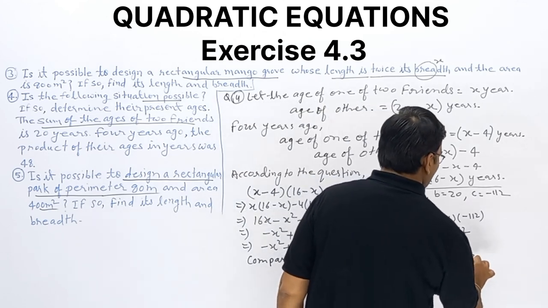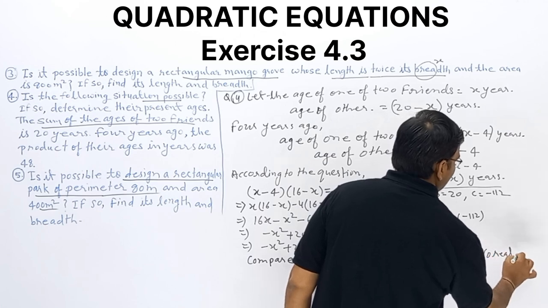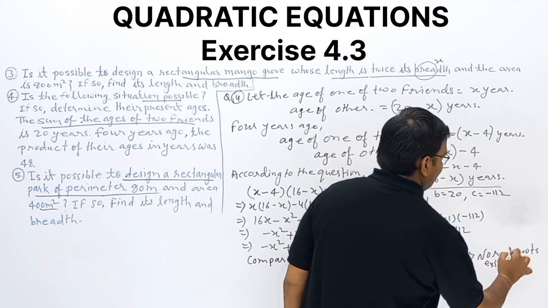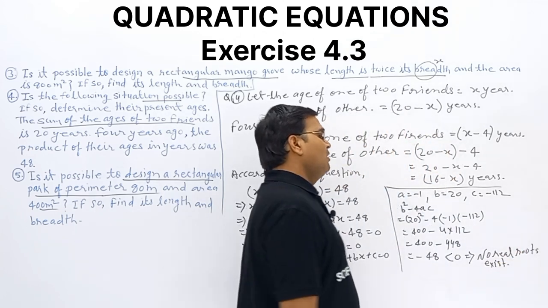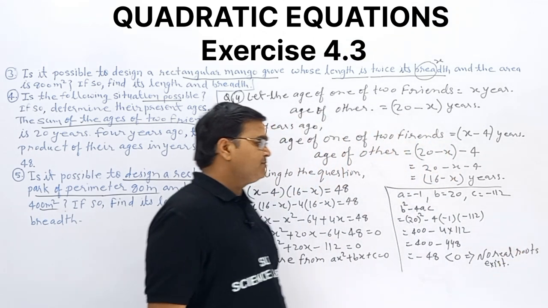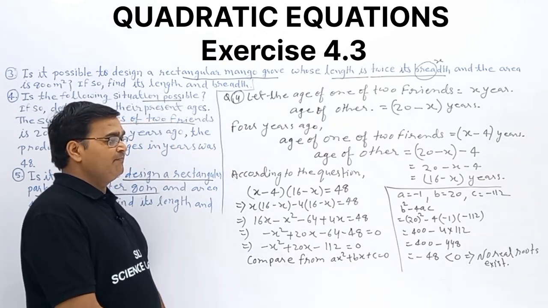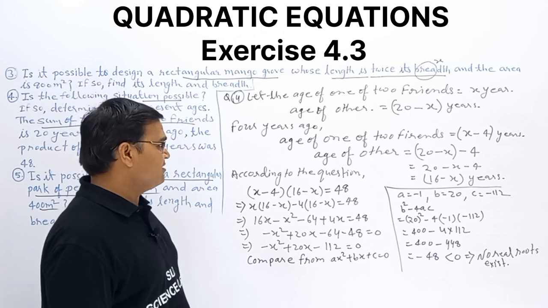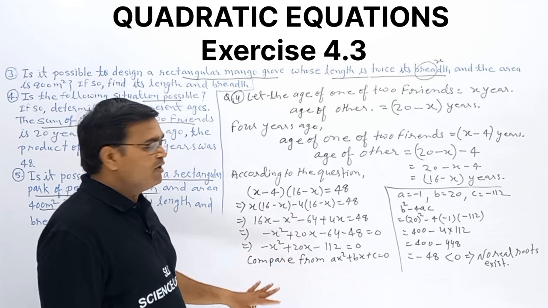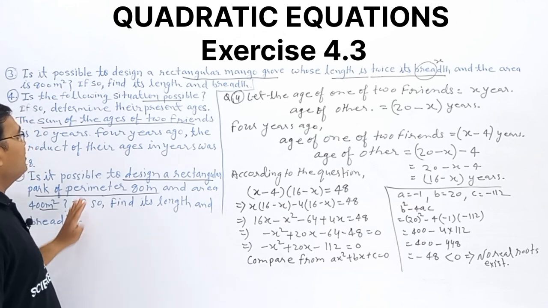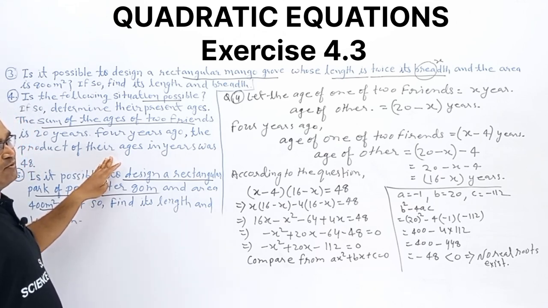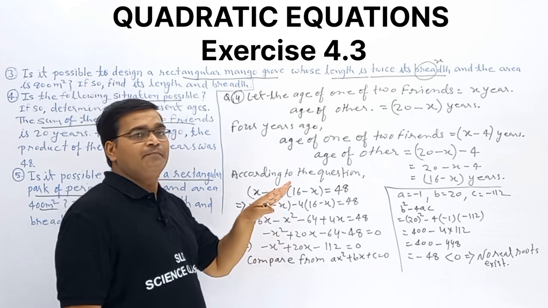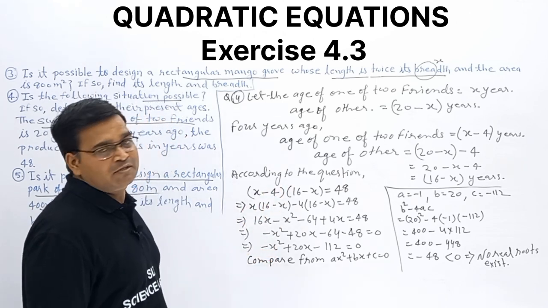No real roots exist. Clear? Why? Because we are getting discriminant value less than 0, then no real roots exist. How are we solving? This is the answer. We cannot find the values of length and we cannot find their ages. Why? Because this quadratic equation has no real roots. No real roots exist. Clear?